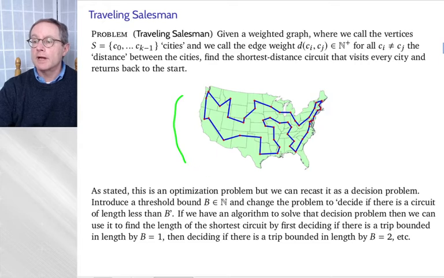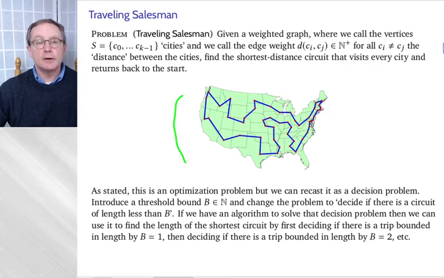Okay, so if we have an algorithm to decide the decision problem with the threshold bound b, then we have an algorithm to find the overall minimal circuit of all the lower 48 states. So of course we added a little bit of computation to it, but just one loop. So for example, if we can solve the decision problem in polynomial time, then we can solve the optimization problem in polynomial time, for example.